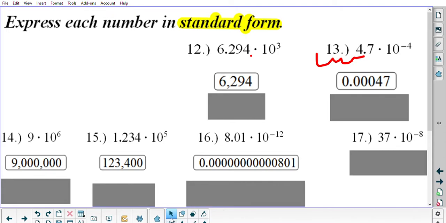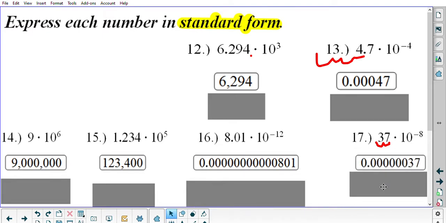Now, problem number 17. We have 37 times 10 to the negative 8. The decimal point used to be to the right of the 7. You have to move it 8 places to the left. The first 2 places will go past the 3 and the 7. You have 6 more places that you have to move it. And that's why you must have 6 zeros between where the decimal point is and the digits of 3, 7. So please count that you have 6 zeros between where the decimal point is and the digits of 3, 7.